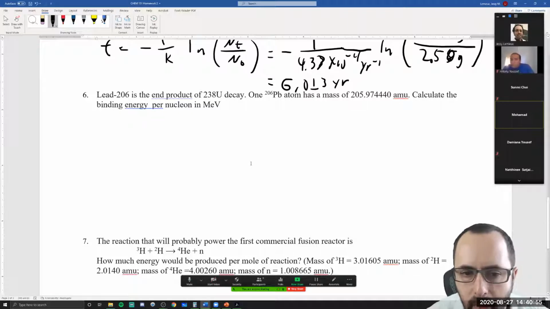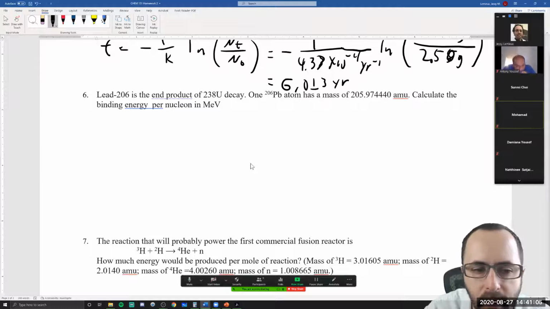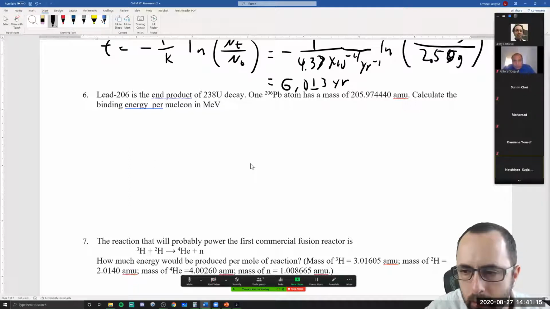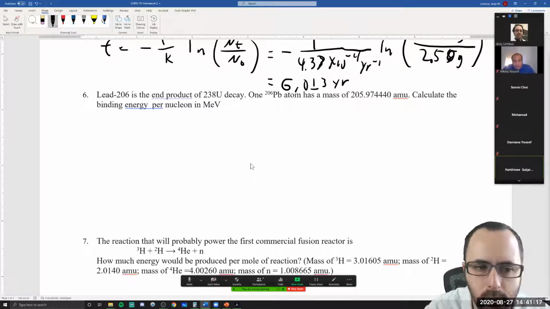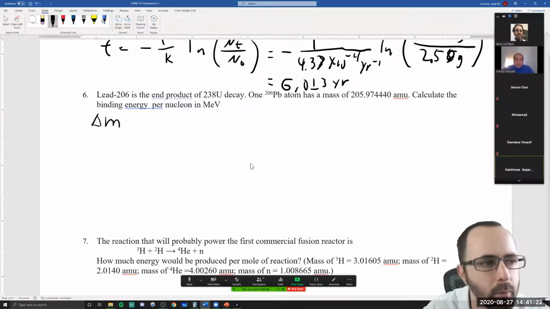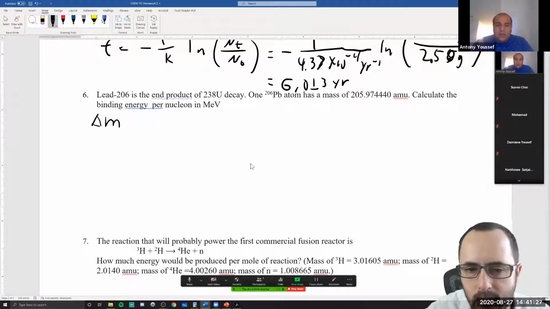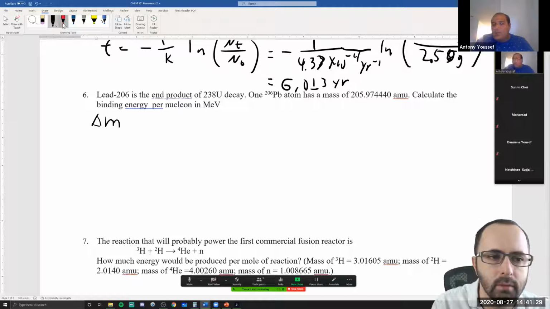For 6, I ask you to calculate the binding energy per nucleon. Correct. Okay, there's a couple of ways of doing this. What is the thing that I really need to calculate to be able to do this, though? What will tell us how much energy was made? What was the name we call that? The change in mass.